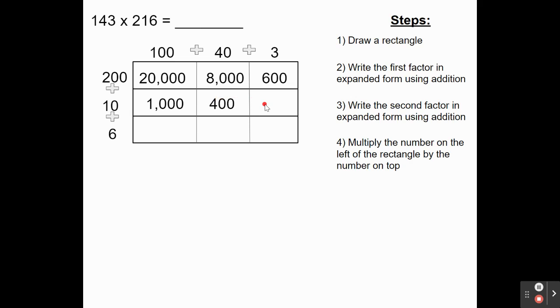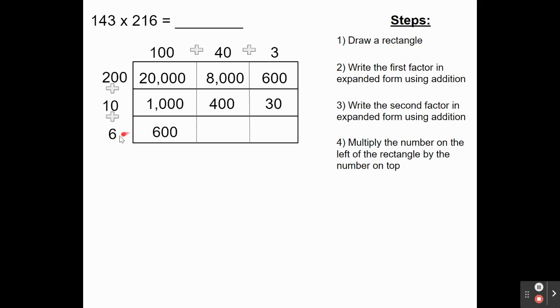And finally, for the middle row, we have 10 times 3, which is 30. Now let's move on to the last row. To the left, we see 6 times all the way to the top is 100. 6 times 100 is 600.